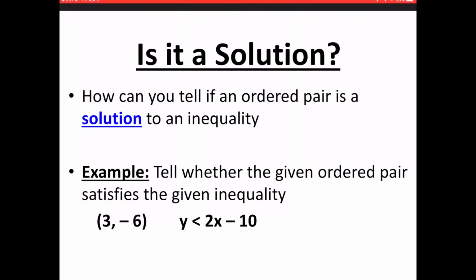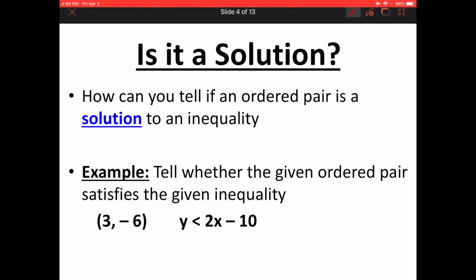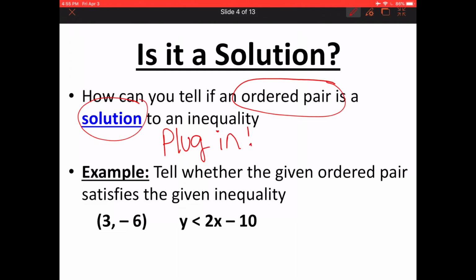Okay, guys? So now let's talk about whether or not an ordered pair would be a solution. How can you tell if an ordered pair is a solution to an inequality? Like so much in math, we can plug in, okay? An ordered pair is always in the form x comma y. So plug in that ordered pair and tell me if it's true or not. So let's look at our example here. Tell whether the given ordered pair satisfies the given inequality.